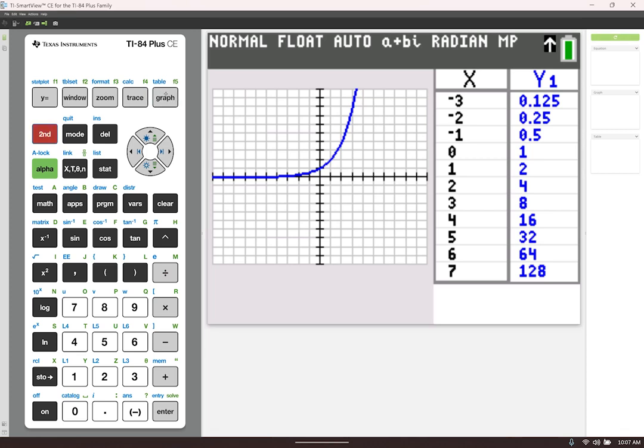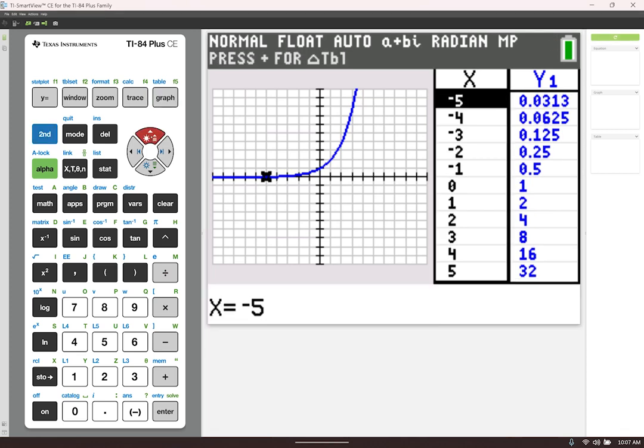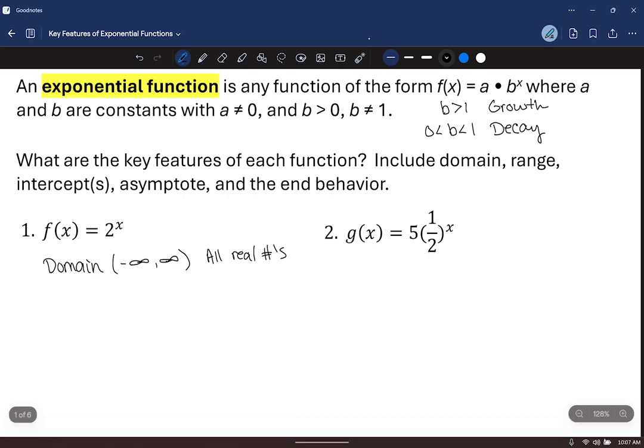And if you go to your table, the more x gets negative, the closer these y values are getting to 0, okay? So my range would be 0 and bigger, but we can't include 0. So for my range, we're going to put a parenthesis to show that we don't include 0, just everything right next to 0, and then to infinity. So your y values need to be greater than 0.